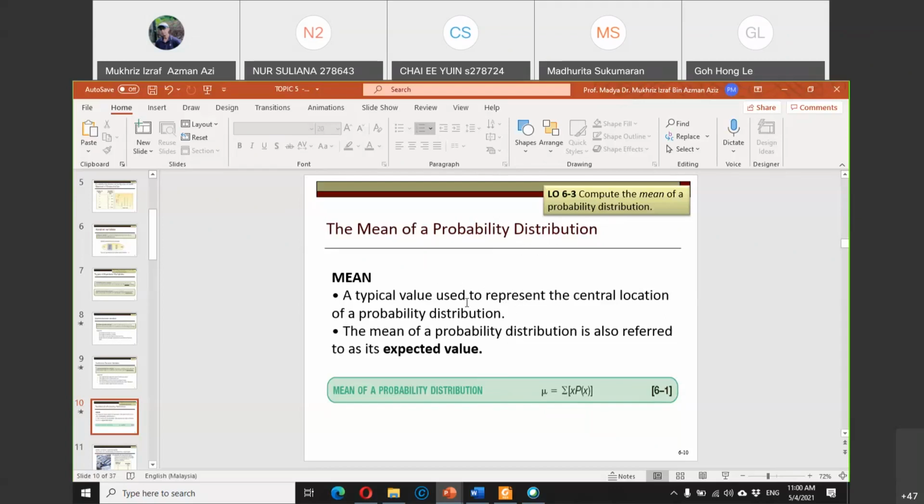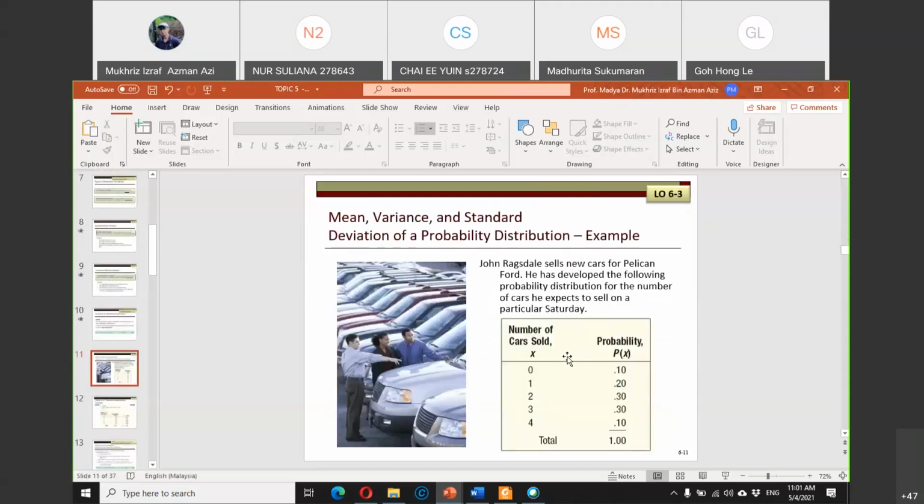Whenever you do an experiment where you can calculate the probability, the mean of a probability distribution is obtained by the summation of x, the random variable x, multiplied by the probability of x happening. Then you take the sum over all the possible outcomes, just like tossing the coin just now, and you will get the mean value. So for example, this is a simple probability distribution: the probability of selling cars on a particular day. This is again just a simple experiment.